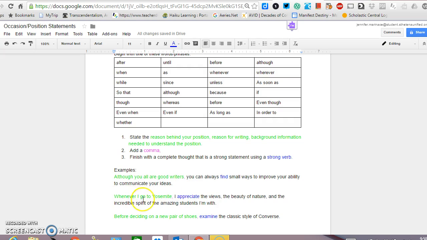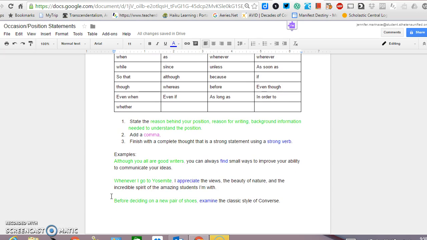But we want to add to it. We want to add a dependent clause to the beginning that gives the occasion or the reason, or why am I talking about this in the first place? Okay? Here's a third example.